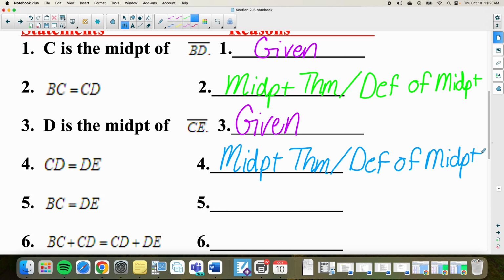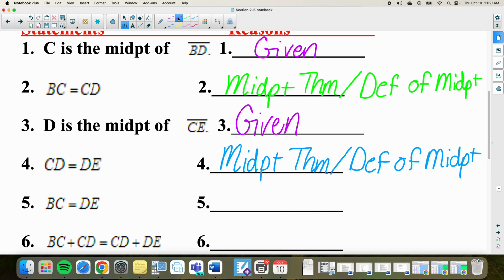Okay? Now, what I want you to do is look at step 2, 4, and 5. How did they get step 5 from 2 and 4? Yeah. You could say substitution, that's absolutely right. Anna?